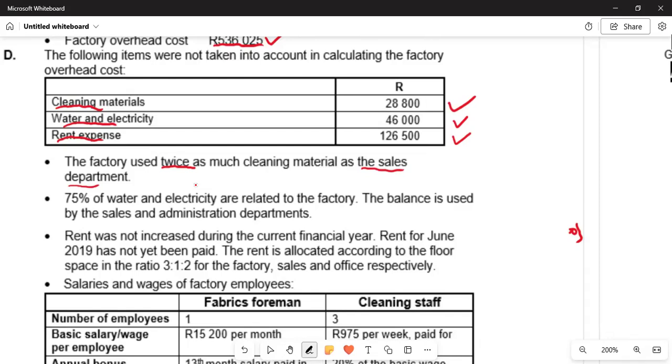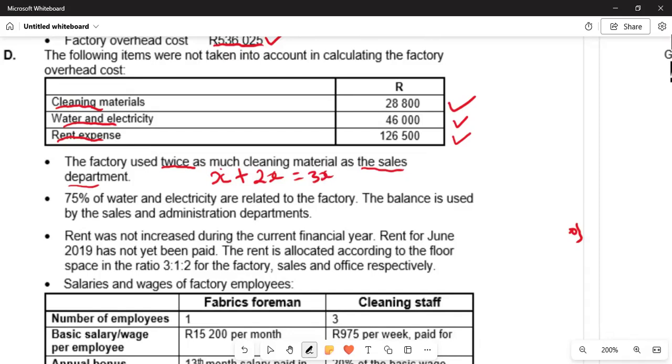So meaning to say, we are going to calculate our cleaning materials as our adjustment. It is said the factory used twice as much cleaning material as the sales department. It means we don't know our sales department, so it is going to be represented by 1, or we can say it's represented by X. Then you do X plus 2X, which will give us 3X.